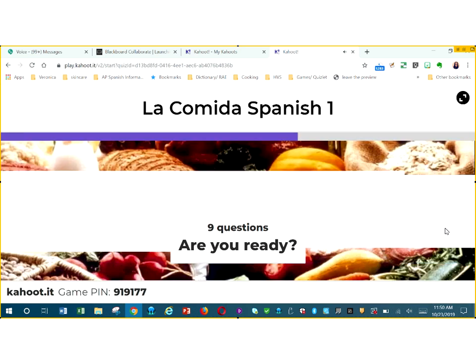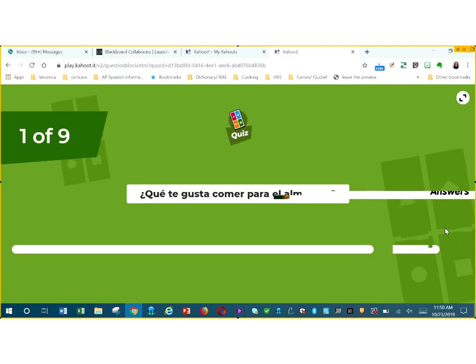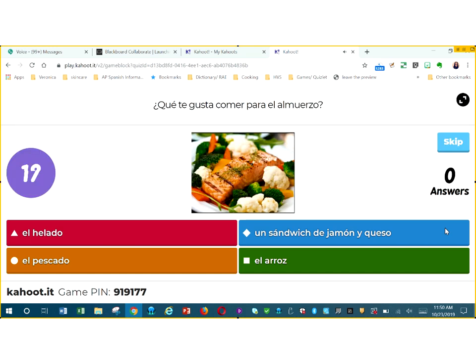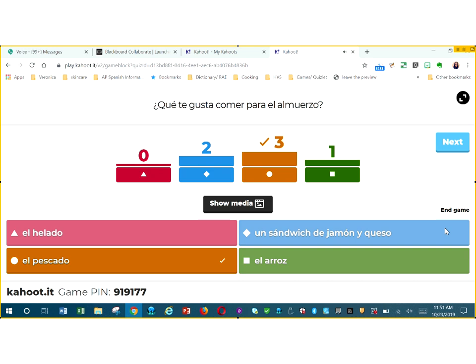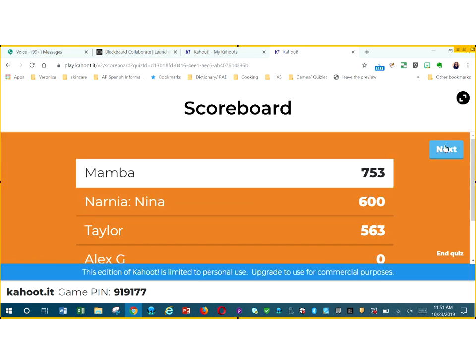Okay, are you ready? There's only 9 questions. ¿Qué te gusta comer para el almuerzo? You have el helado, el pescado, un sándwich de jamón y queso, or el arroz. For those of you who can't see that picture, that's salmon. I eat that so much, it's not even funny. Okay. Most of you got it, yay. And Mamba, Jahai, is up.